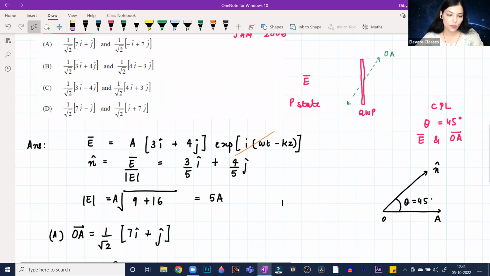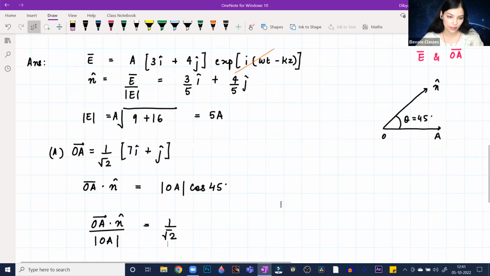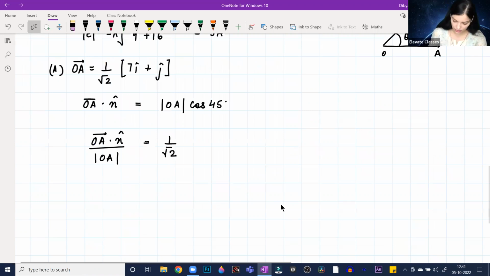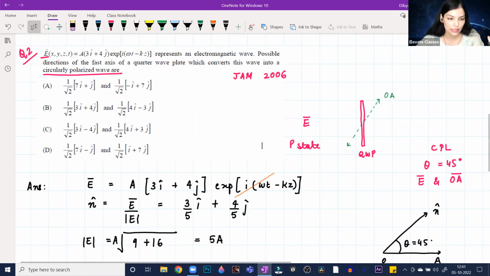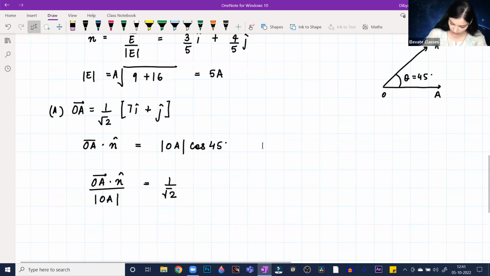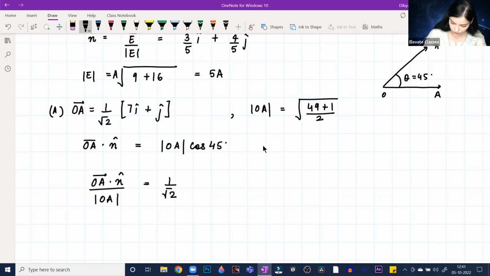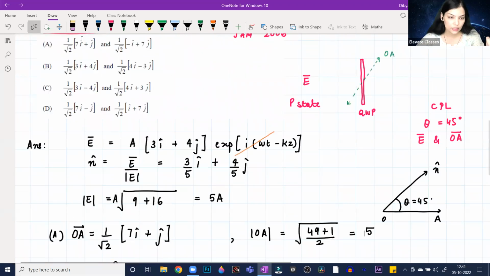So the first one is 1 by root 2, 7i plus j. Is it 1 by root 2? Yes, it's 1 by root 2. So then I can calculate this. That is just 49 plus 1, and this is 2. So 50 divided by 2 is 25. So I'll get 5. And for all of them, you don't have to calculate the magnitude of OA again, because all of them will give you magnitude 5 only.